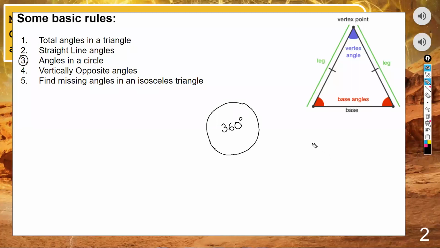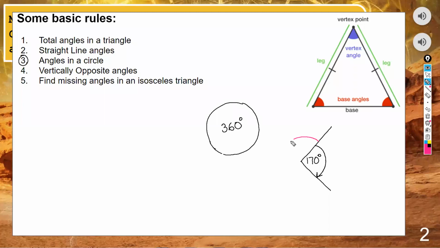So let me give you a little question here. Let's say I have a funny looking angle like this. And I tell you that this angle over here is 170 degrees.